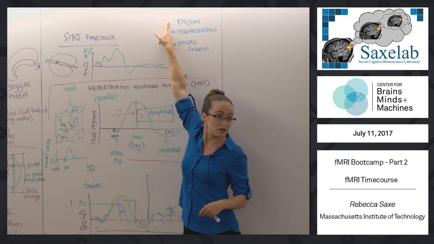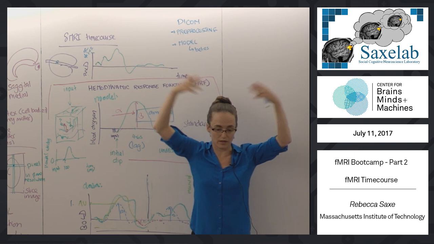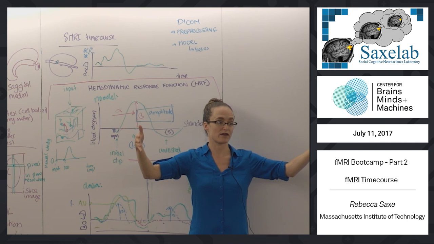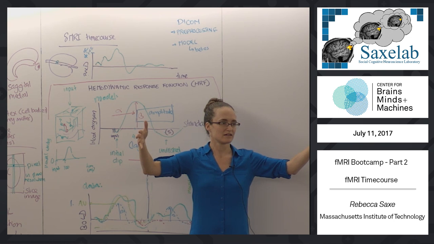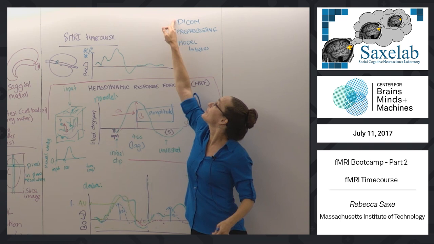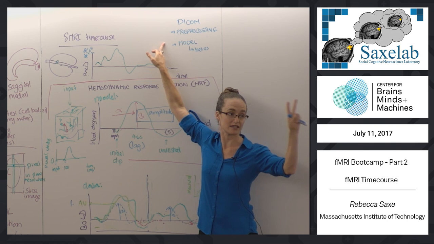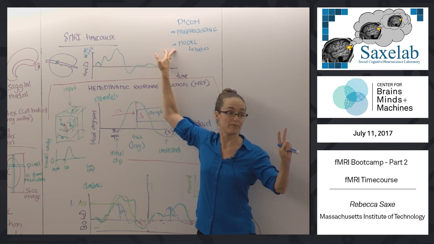Your subject was in the scanner, they watched the faces and scenes for 5 minutes, that's a 5 minute run of data, 360 seconds. So divide that by 2, 180 images. So you've got 180 volumes of brain in DICOMs. You did some pre-processing, which we haven't talked about. Then you said, I had two conditions, faces and scenes. I know when they were. I know the shape of an HRF. Tell me for every voxel how big the response was to faces and how big the response was to scenes. And now you have two beta images.